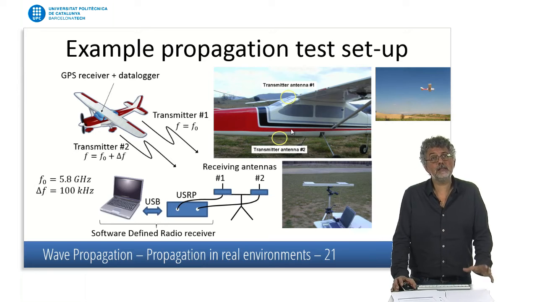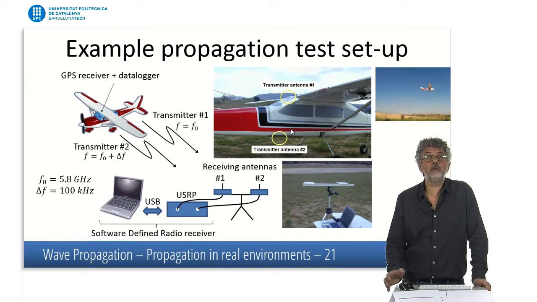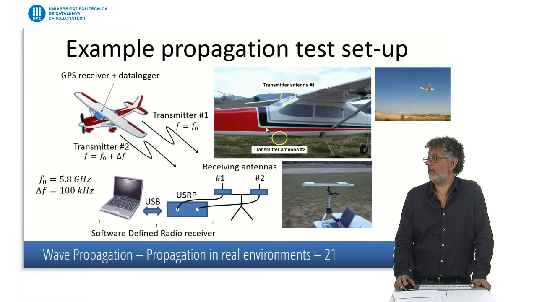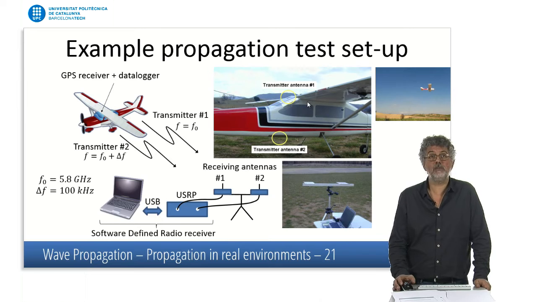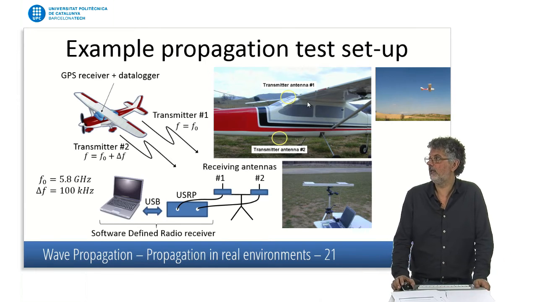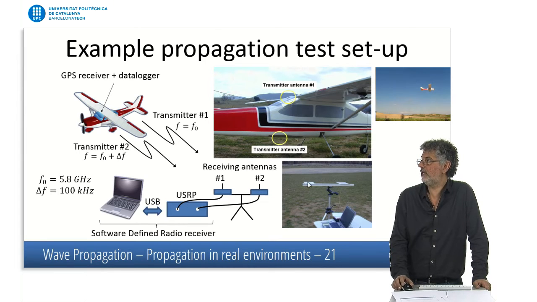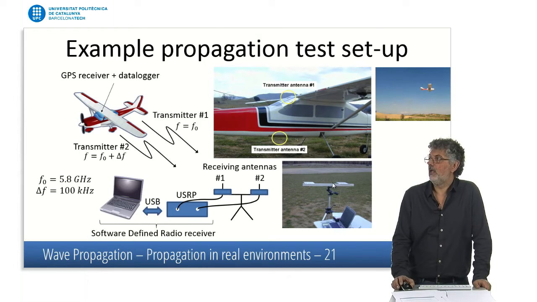Now, let's see an example of real measurements of propagation. This is an experiment in which we have taken an airplane. Now, this may seem like a large airplane, but this is actually a very small radio control airplane that has maybe 1.5 meters wingspan. But we have placed two transmitting antennas in that airplane, and then we have two receiving antennas here on the ground.